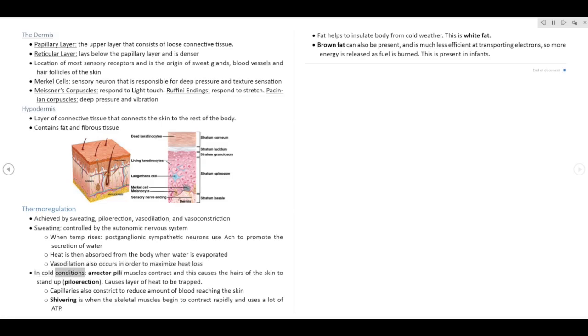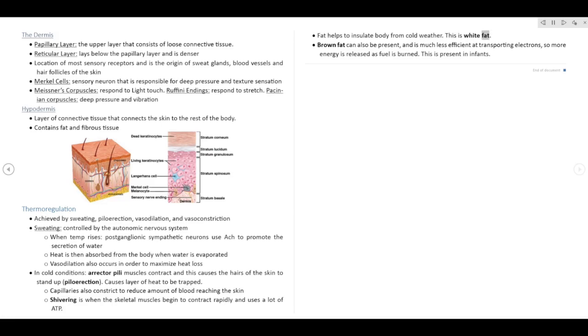In cold conditions, erector pili muscles contract and this causes the hairs of the skin to stand up, piloerection. Causes a layer of heat to be trapped. Capillaries also constrict to reduce the amount of blood reaching the skin. Shivering is when the skeletal muscles begin to contract rapidly and use a lot of ATP. Fat helps to insulate the body from cold weather.